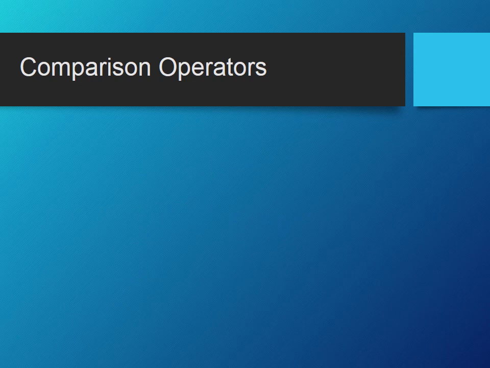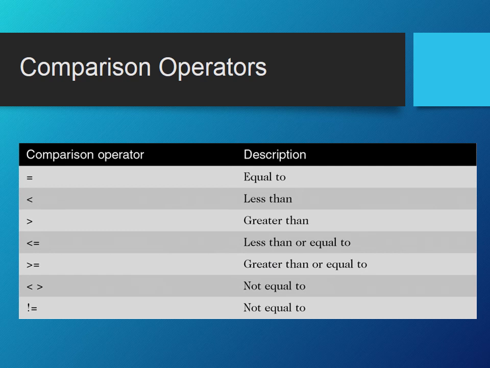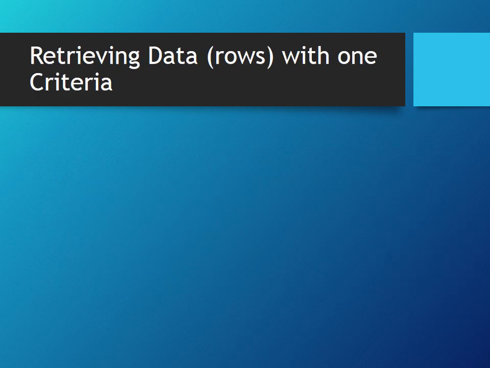Before I can answer questions that ask for specific criteria, I have to first take a look at the comparison operators as you see here. I recommend you include these in your journals so you can refer to them when needed. Now let's take an example with one criteria. All examples in this video use the Alexa Mara database.